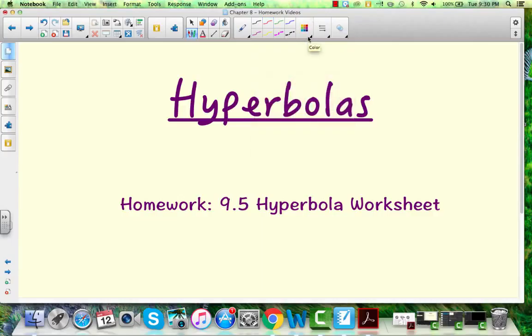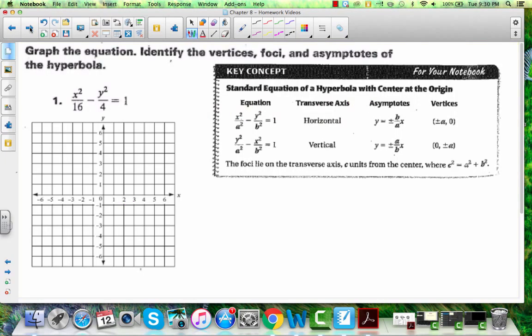Hi, today we're talking about hyperbolas. This is from your homework worksheet 9.5, the hyperbola worksheet. Let's start with number 1. Okay, so we need to graph the equation, identify the vertices, foci, and asymptotes of the hyperbola.